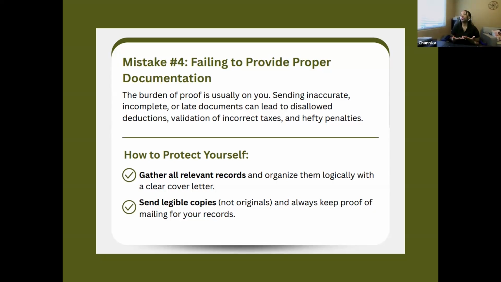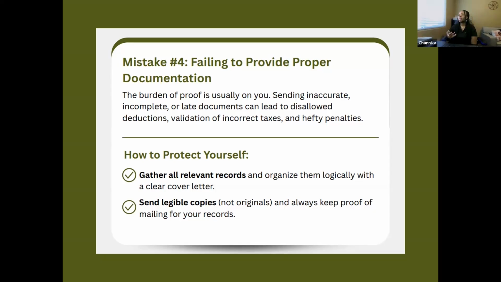What you want to do when you send those in is make it so that they have no misunderstanding whatsoever. I'm going to even put a cover page on here so it's clear. I am providing you with the bank statements to show you exactly what was deposited. I am providing you with statements showing exactly what was spent, highlighted. Whatever it is, you want that cover letter to say exactly what you're providing them and how you're providing it, so there's no mistake in what you're asking them for. And then send legible copies.